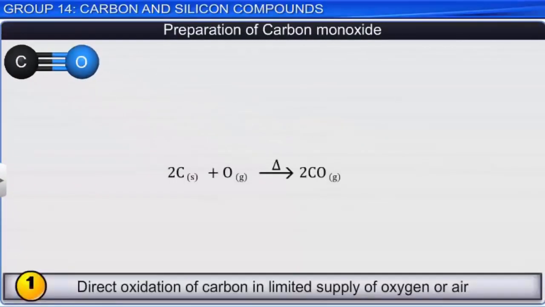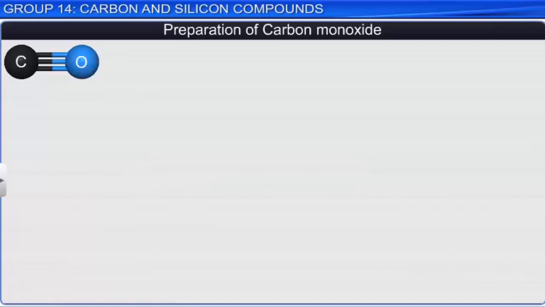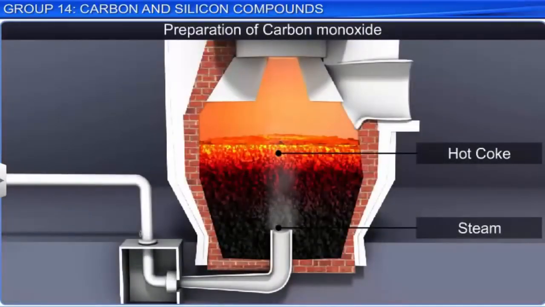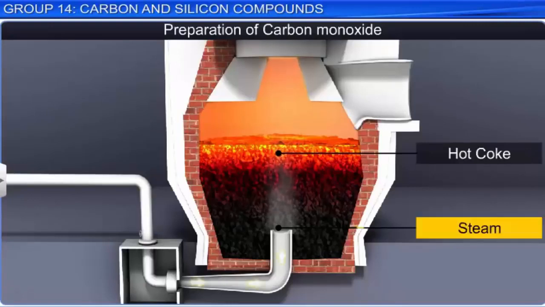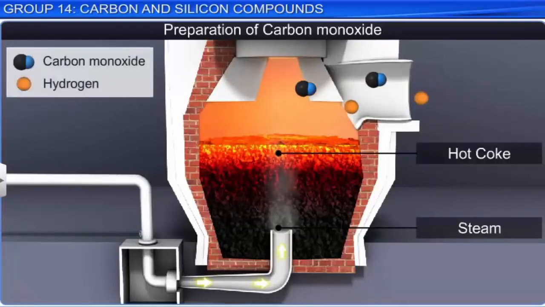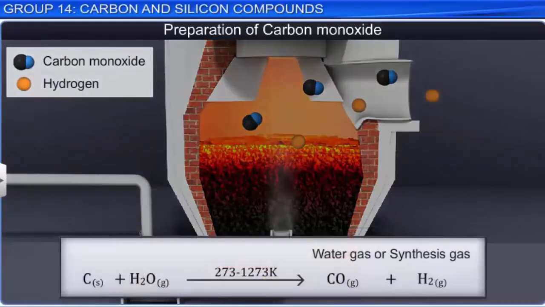The first way is the direct oxidation of carbon in a limited supply of oxygen or air. The reaction shown here is an example of incomplete combustion. Another way to prepare carbon monoxide is the dehydration of formic acid, also known as methanoic acid, with concentrated sulfuric acid at 373 Kelvin. On a commercial scale, carbon monoxide is prepared by passing steam over hot coke. This reaction produces carbon monoxide and hydrogen.